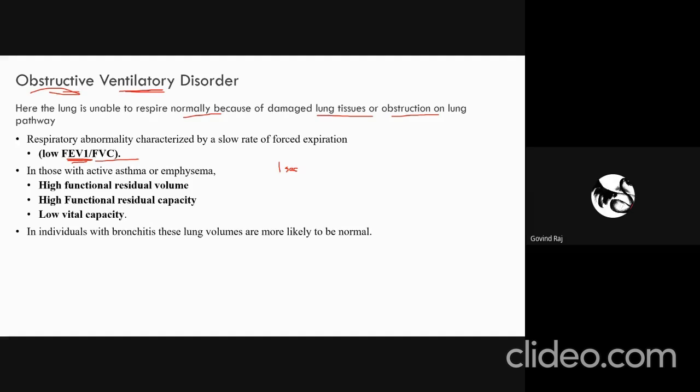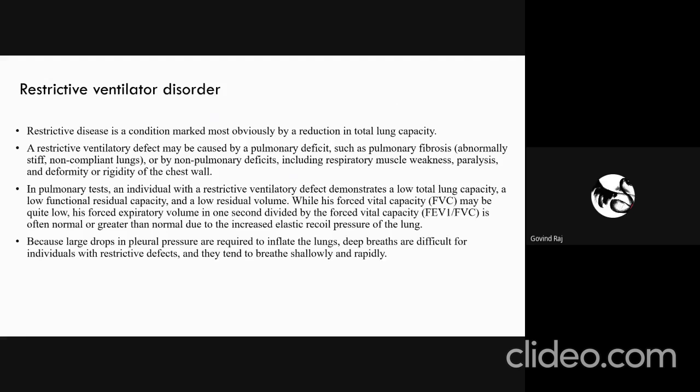In individuals with bronchitis, these lung volumes are more likely to be normal. Bronchitis is a different condition that we'll look at as we progress through our different disorders. Now, like an obstructive ventilatory disorder, we have restrictive ventilatory disorder.